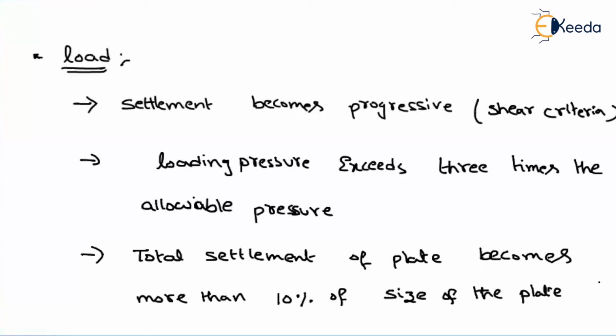So we have to stop increasing the loading when the settlement becomes progressive, or the loading pressure exceeds 3 times the allowable pressure, or the settlement becomes more than 10% of the size of the plate. If any one of these three conditions is satisfied, then you have to stop increasing the loading. Okay. Hope you understand. So this is about the plate load test. In the next video, we'll solve a problem based on the plate load test. Thank you.